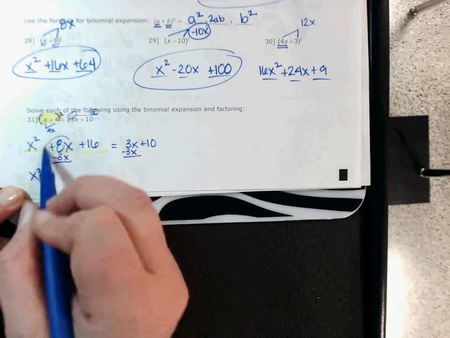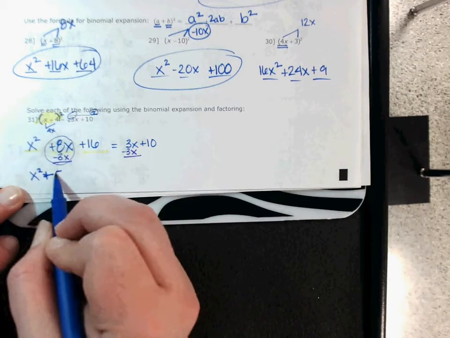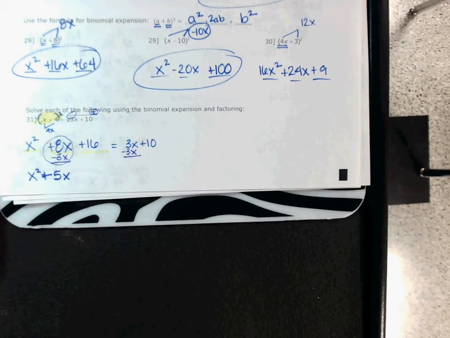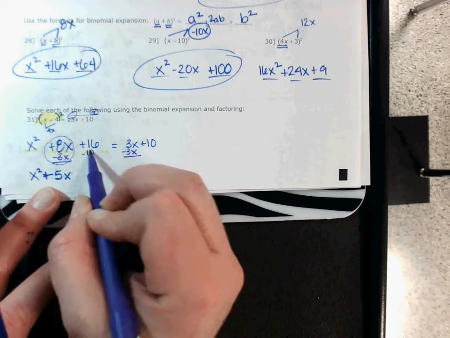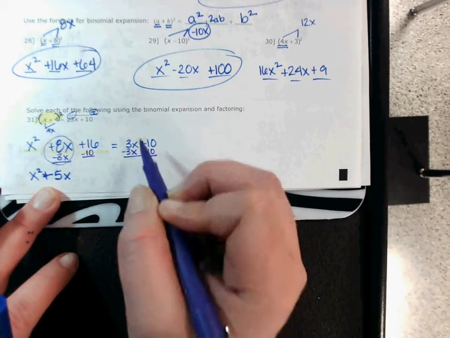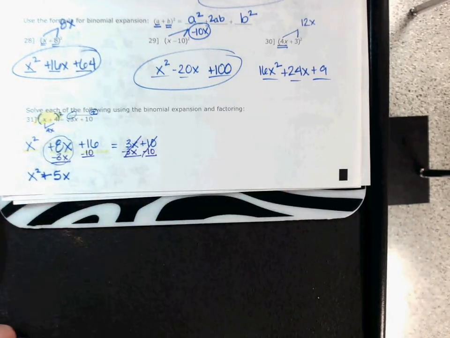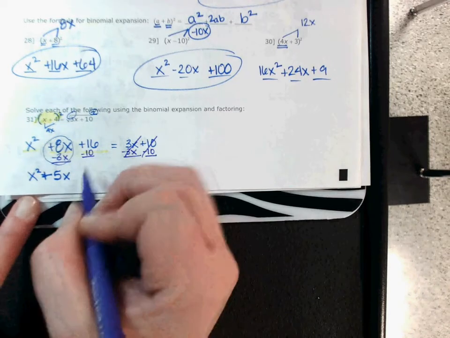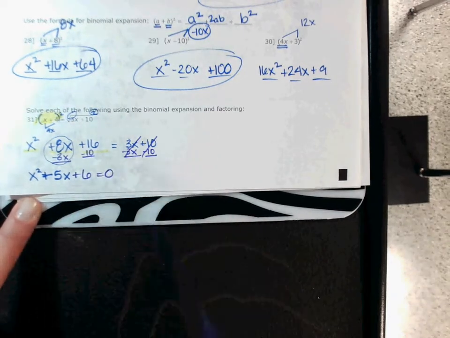And then 8 take away 3 gives me a 5x. Okay, my other number over there, I had a plus 10. To get rid of a plus 10, I'm going to have to do a minus 10. And I would line that up under the 16 because they're both numbers, so they're like terms. 16 minus 10 leaves a plus 6 left over.